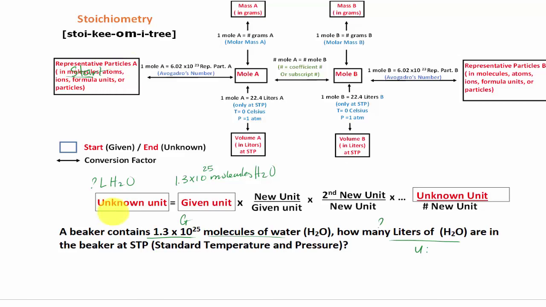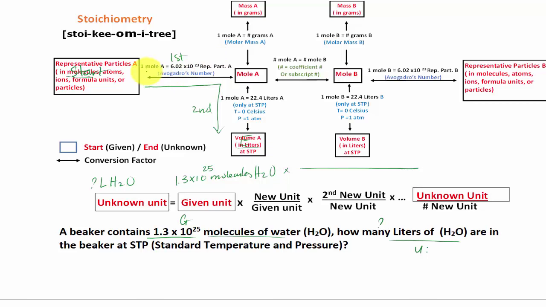But where do we end? We end at liters of water. Look at that. Liter of water is right there. So we end right there. So how does that work? Of course, we start from there and we draw it down. And this is the first conversion factor. And this would be our second conversion factor. So let's multiply it out. Notice how I have molecules of H2O. And look at that, represented particle of H2O.